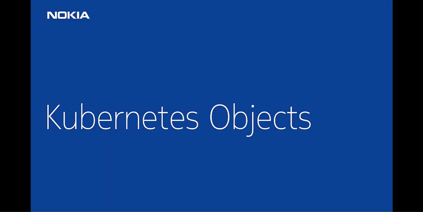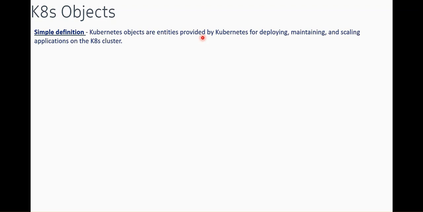In this section, let's see what are Kubernetes objects. So in Kubernetes, everything that you create in a cluster is an object. So let us see the simple definition. A Kubernetes object is an entity provided by Kubernetes for deploying, maintaining, and scaling applications on the Kubernetes cluster.